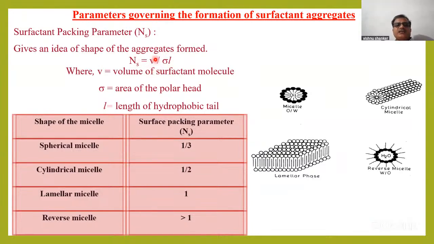If you put it in the equation and derive the value, whatever value you get will tell you what kind of aggregates you will get. You get a spherical micelle when the surfactant packing parameter is 1/3, and a cylindrical micelle when it is a half. You get a lamellar micelle when it is 1, and a reverse micelle when it is greater than 1.